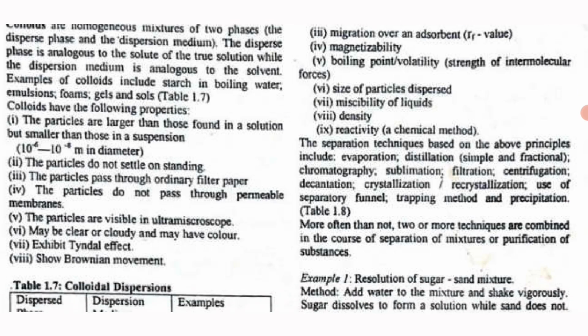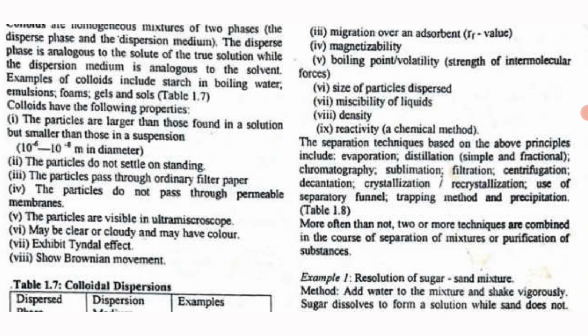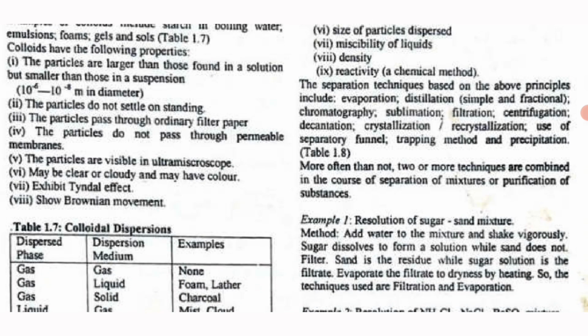Now, the properties. The particles are larger than those found in a solution but smaller than those in a suspension. They range between 10 to the power minus 6 to 10 to the power minus 8 in diameter. The particles do not settle on standing. The particles pass through ordinary filter paper. They do not pass through permeable membranes. The particles are visible in an ultramicroscope. They may be clear or cloudy. They may have color. They exhibit the Tyndall effect.